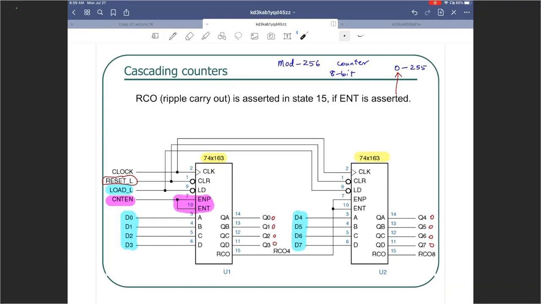Now let's take a look. What happens when it reaches 15, right? Suppose that you have started counting. Suppose that you have reset it, so everything is at 0 now. Then you have started counting, right? Once you have started counting, you have made sure that your reset is now inactive. And when it starts counting, how is it going to go? This is going to become 0, sorry, not 0, 1, right? 1, and then it will become 2.